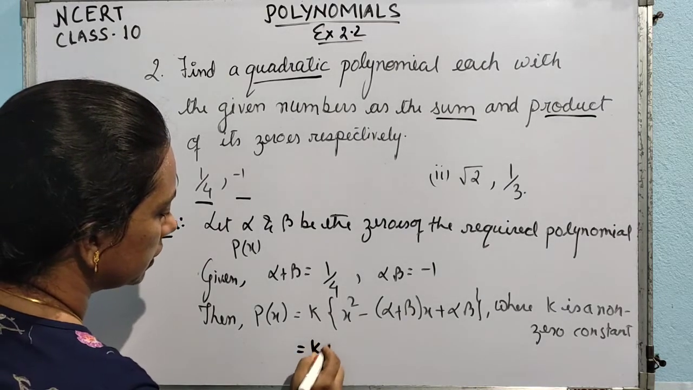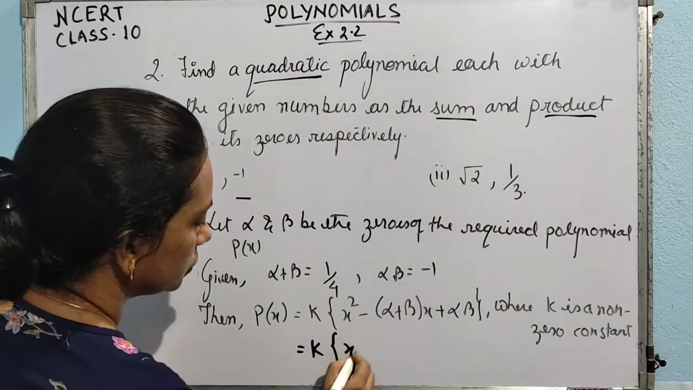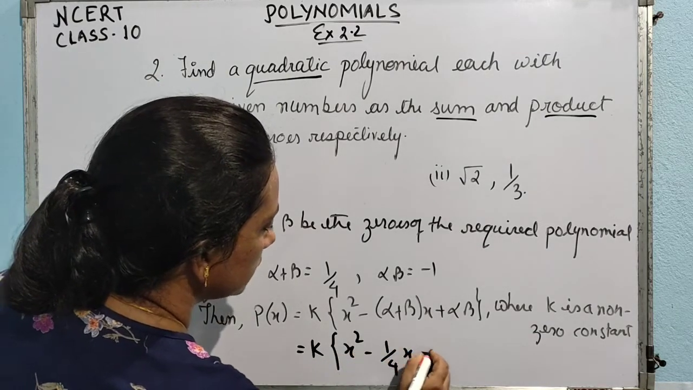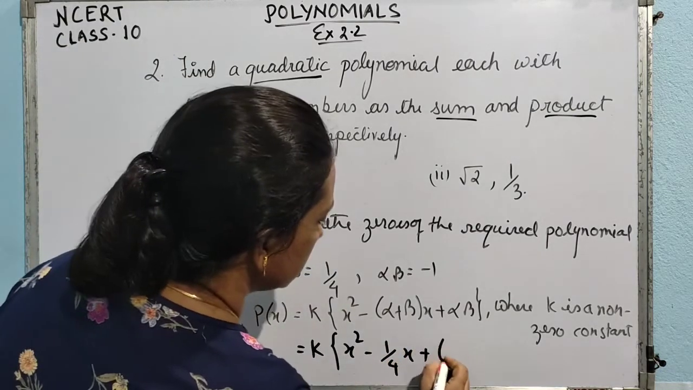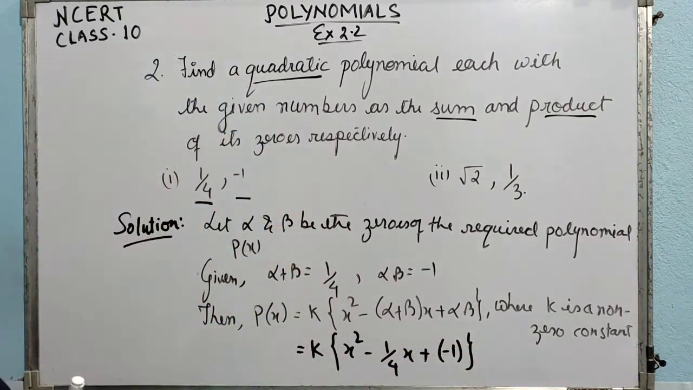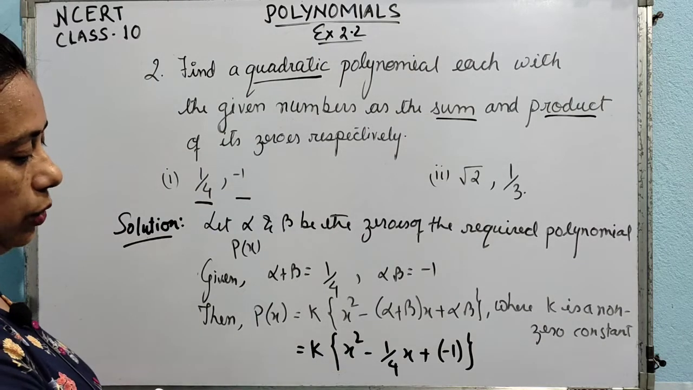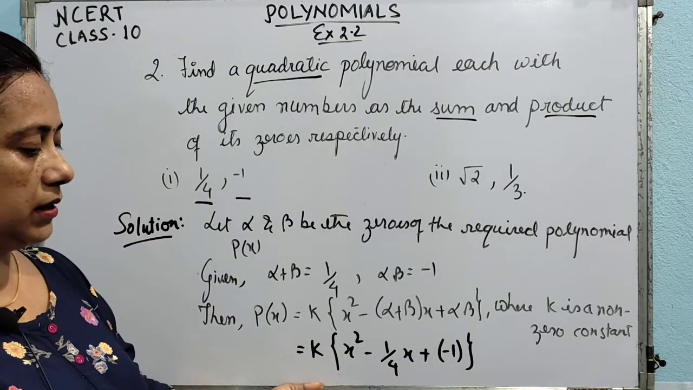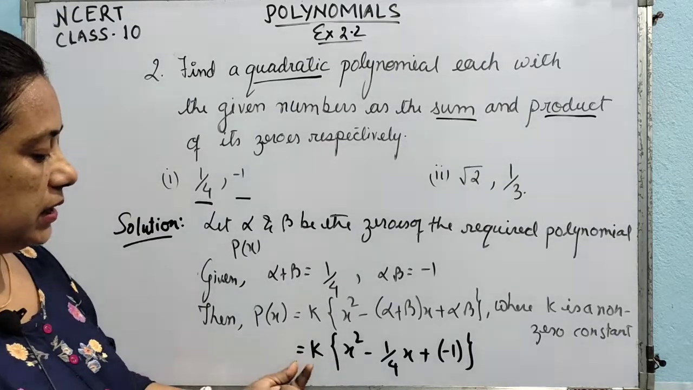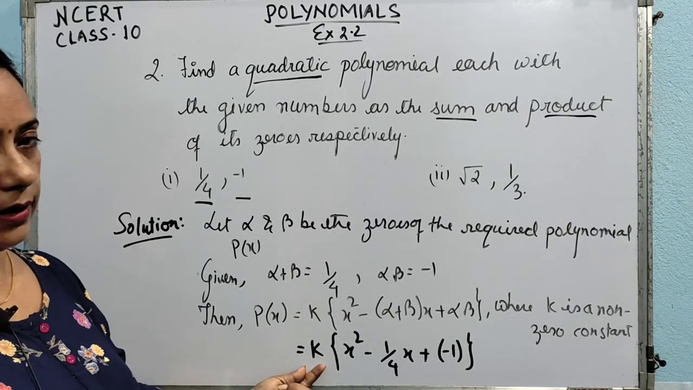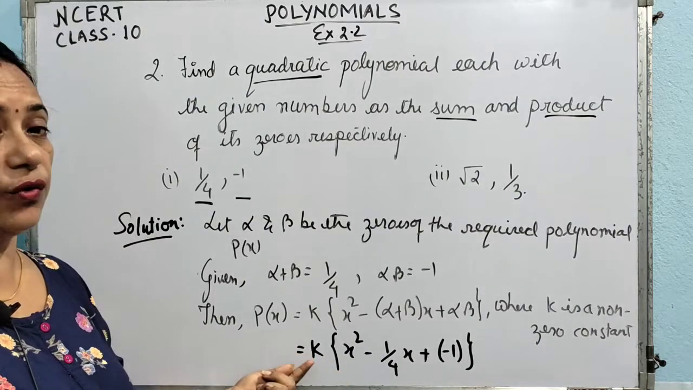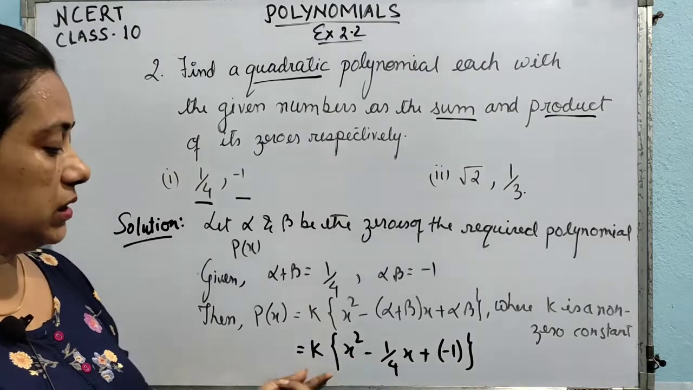So we are considering this one as k. We are just writing k into x square minus alpha plus beta, which is given to be 1 by 4, x plus alpha into beta, which is given as minus 1. Okay, so here is our required polynomial. If you leave it like this, then also it will be correct. In some cases they consider some constant value of k and then write, but this is more correct because here you can go for any value of k. This is the ultimate answer.